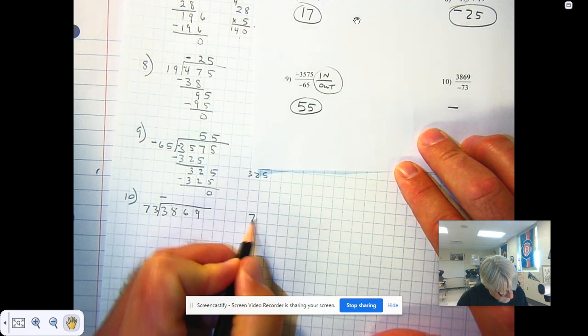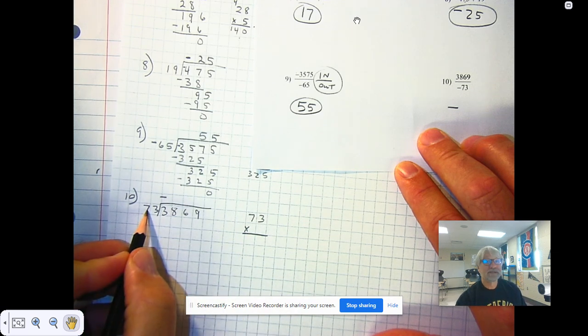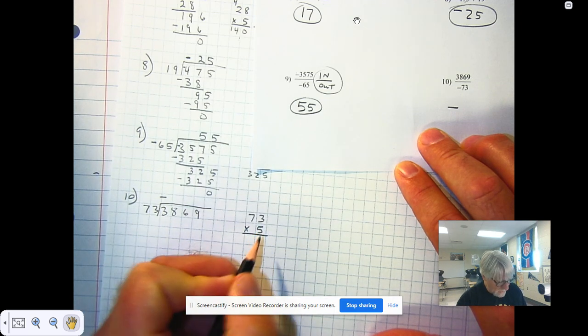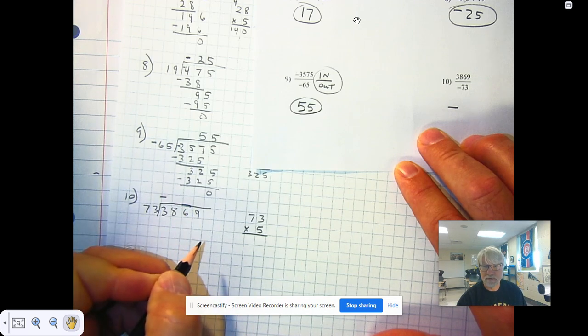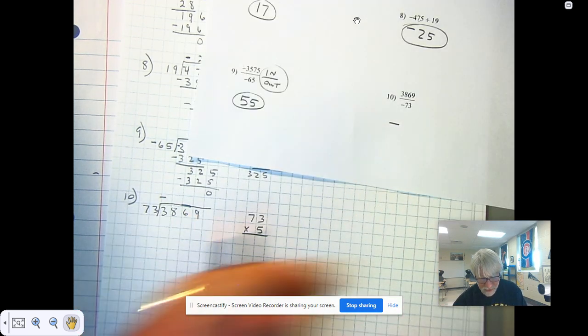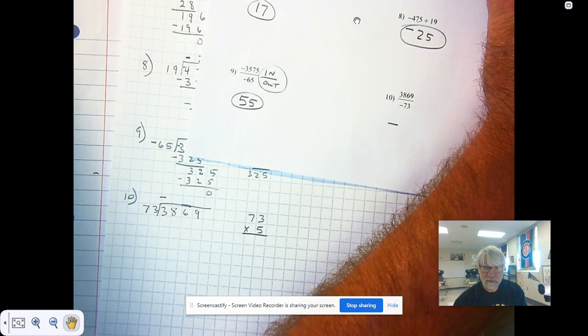So I'm going to try 73 times something. And I know 70 times 5 is 350, right? So maybe try 5, and this is where I'll go because I'm going to be pulling it from 386. So that'll get you started. Pause the video, find the quotient.